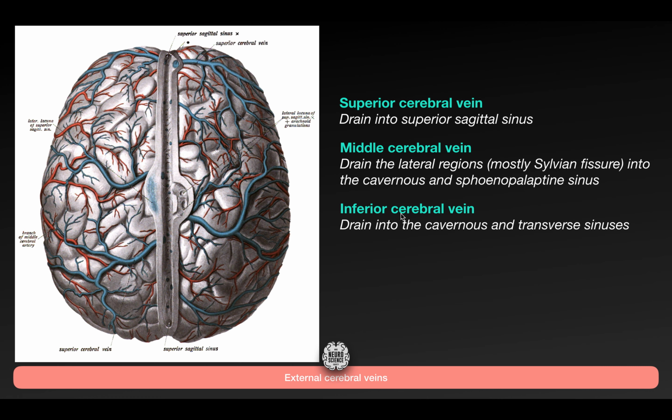And the inferior cerebral veins. So these drain to the cavernous and transverse sinuses. Okay, so we're going to do the sagittal sinuses in a minute, but those are the sinuses into which they mostly drain.